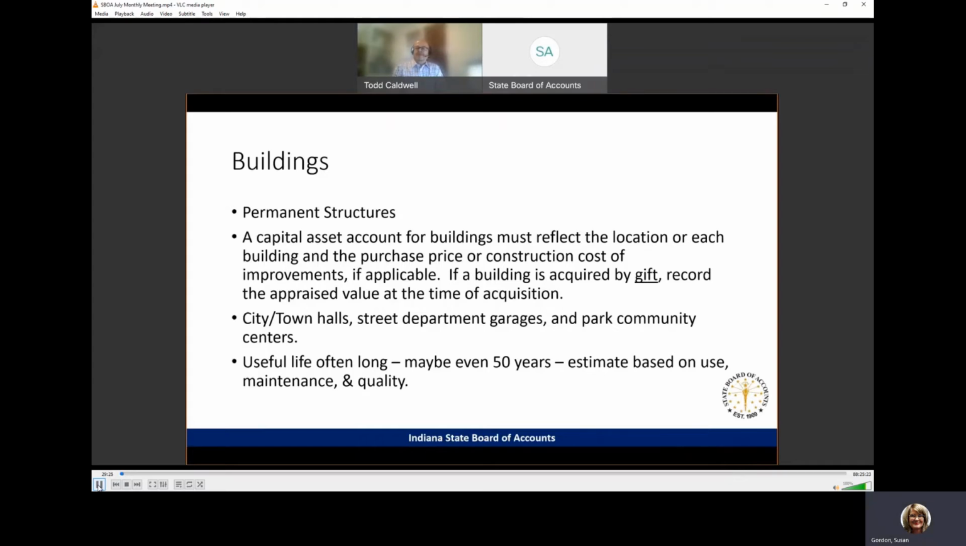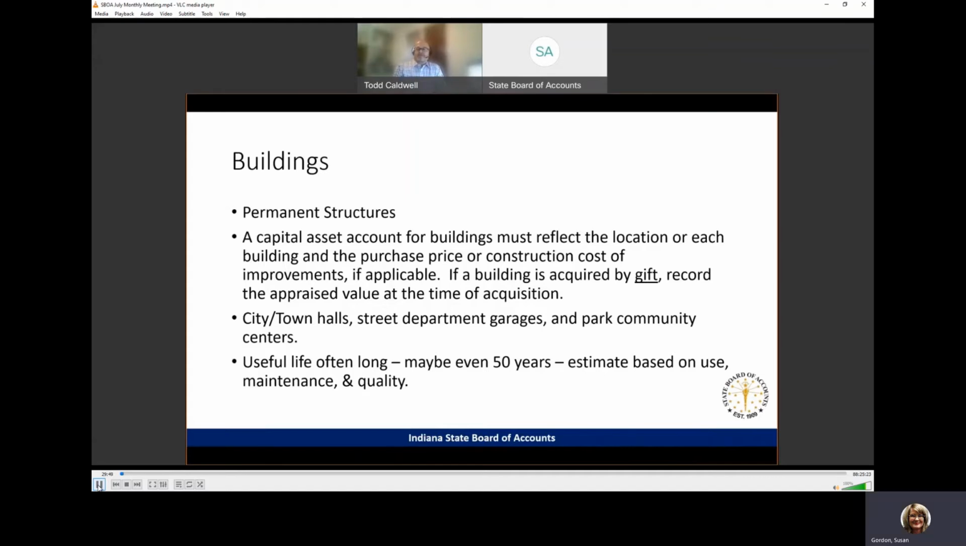The useful life of buildings is often very long. Buildings are mostly built to last, so they have long lifespans, could even be approaching 50 years or so. Again, when you hit the last year of that useful life, it doesn't mean that you have to move out of that building. You can still use it.